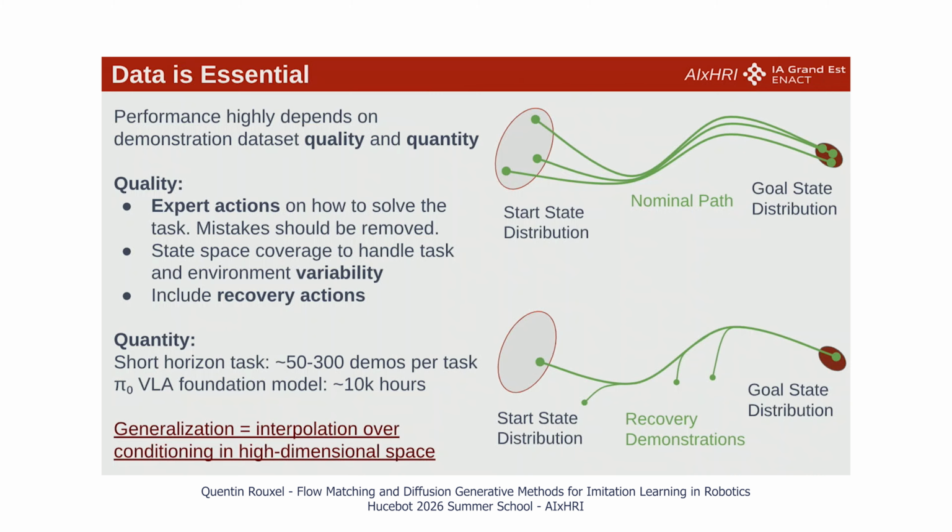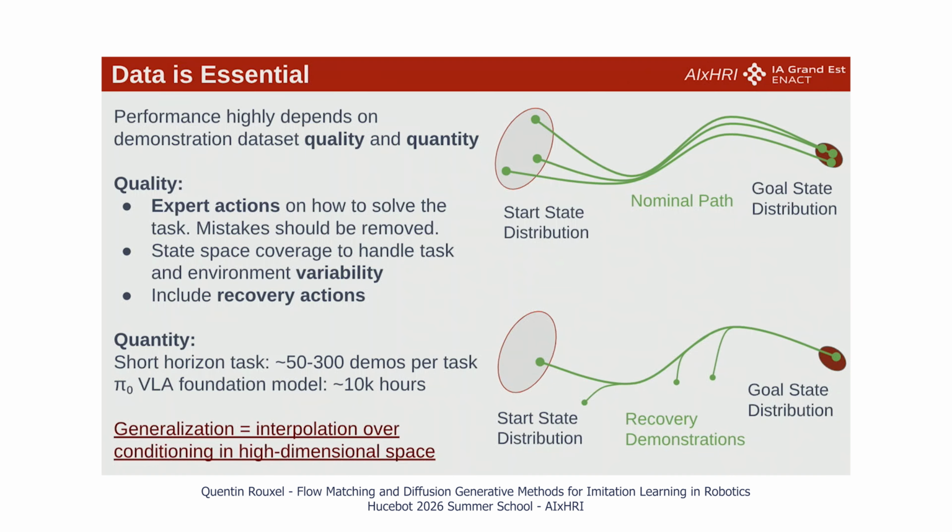And again, there is a question of quantity. Of course, the more quantity you have, the more chance you have to cover the variability of the state space. And typically for, let's say, a single short horizon task, as with diffusion policy and the one you're going to experience in the tutorials, between 50 and 300 demonstrations is enough for a single task. But for a VLA that can do many kinds of tasks with a large variability, it can be much higher. VLA Pi 0 is 10,000 hours of demonstration. So you can imagine a lot of people spending days and days recording demonstrations. And now it can be even more.